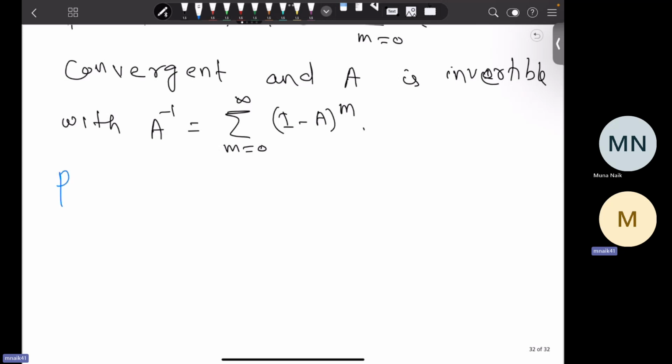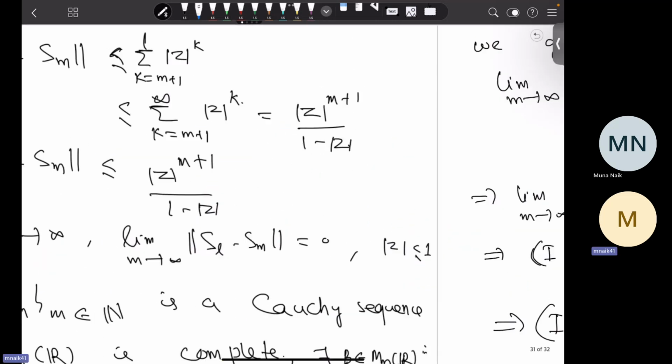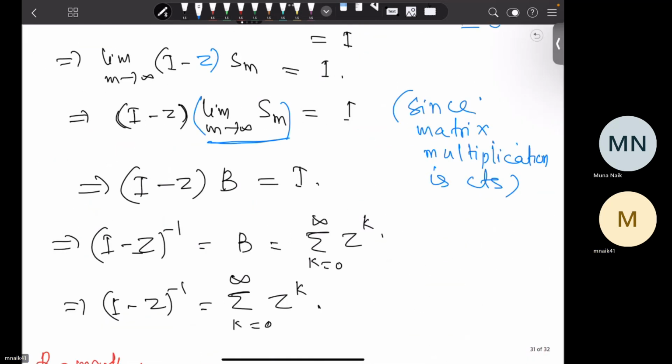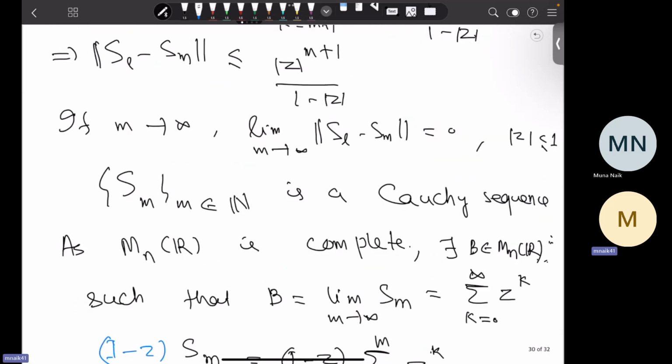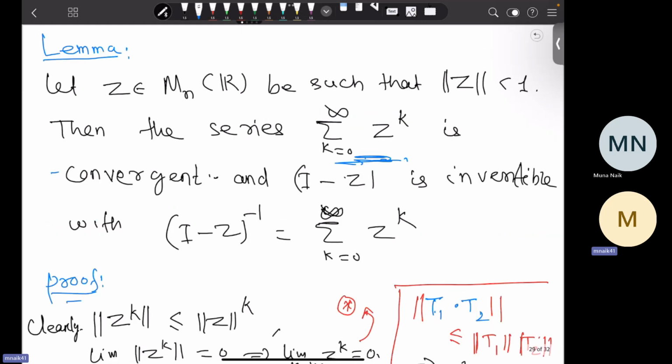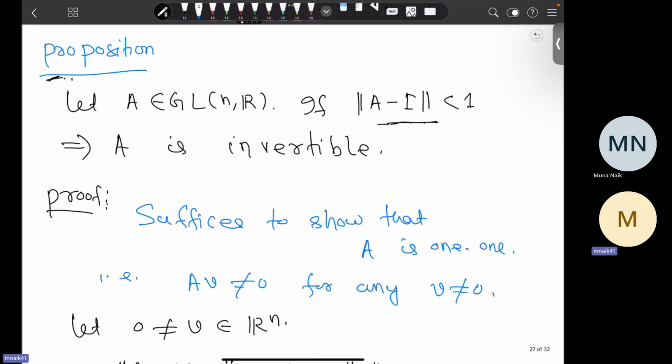The proof is to apply the previous lemma with z equal to I minus A. So I have proved the proposition once more. We gave different proofs of this fact, that if the norm of A minus I is less than 1, then A is invertible.